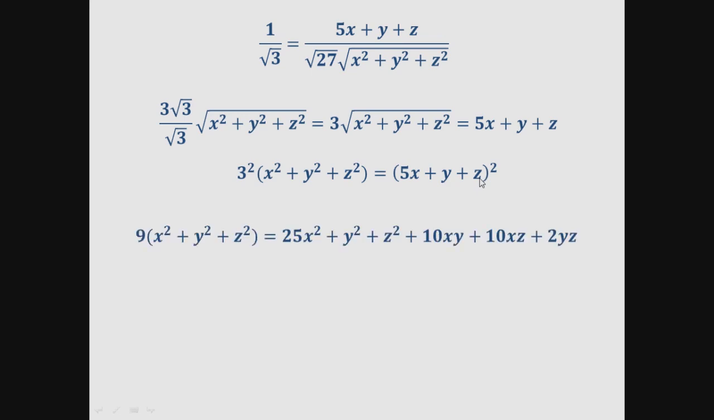So that gives us 9 into (x square plus y square plus z square) equals 25x square plus y square plus z square plus 10xy plus 10xz plus 2yz. And now take all the terms on one side, that gives us the equation of right circular cone. So that equation is 16x square minus 8y square minus 8z square plus 10xy plus 10xz plus 2yz equal to 0. So with proper use of semi-vertical angle, we can get the equation of right circular cone. Now consider the next problem.